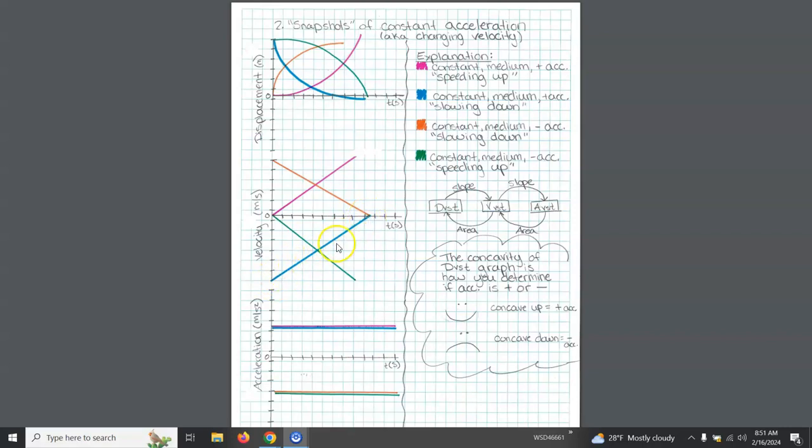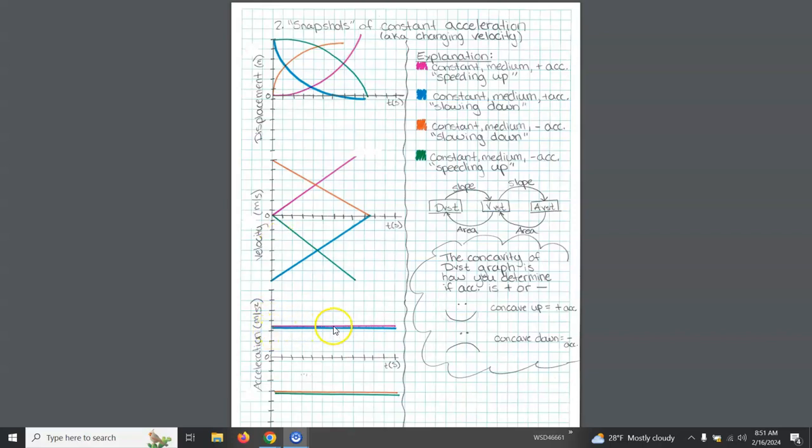This has a positive slope, meaning the acceleration is positive. It started negatively because it's below the x-axis, but it is approaching the x-axis, meaning it is approaching zero velocity, and zero velocity is when something has stopped. This is slowing down. But take a look down here.